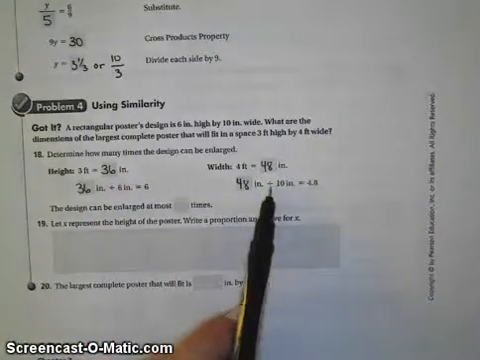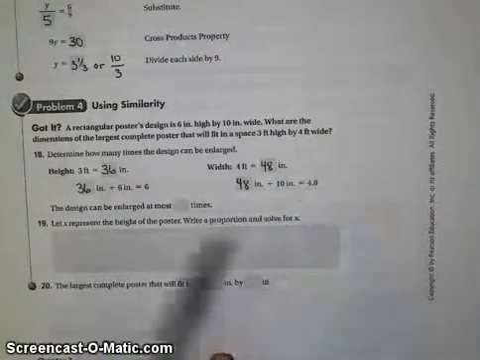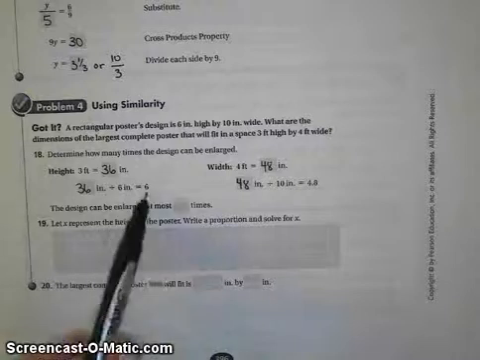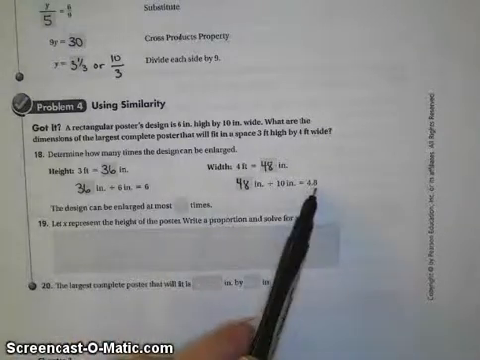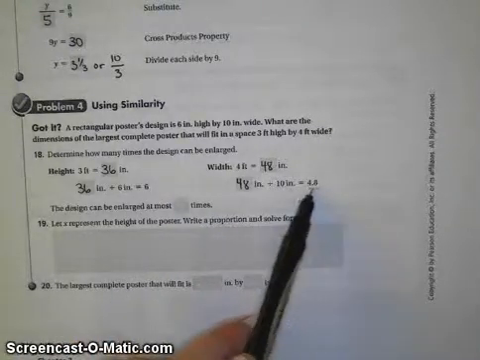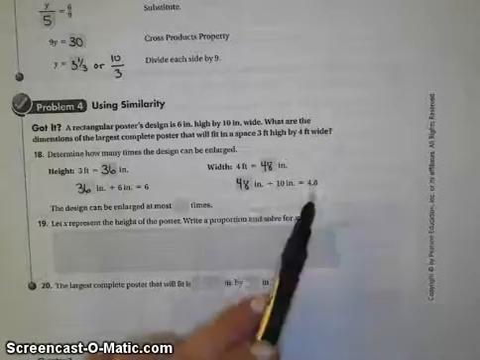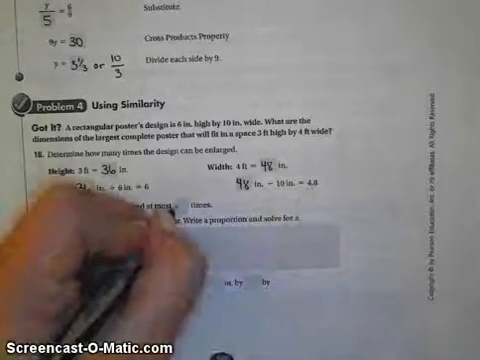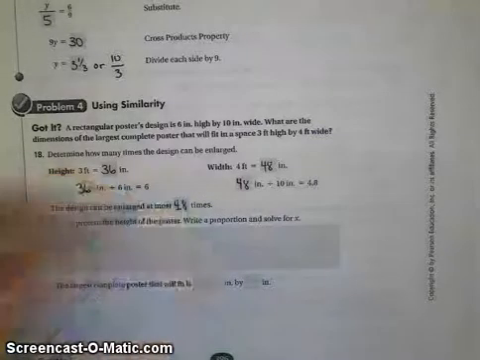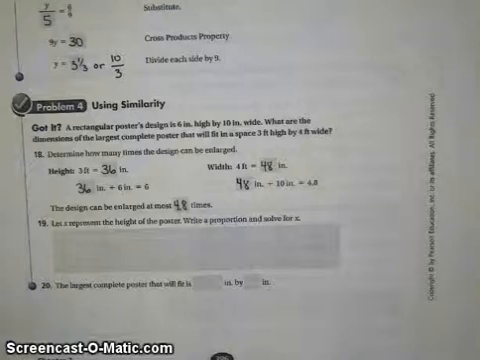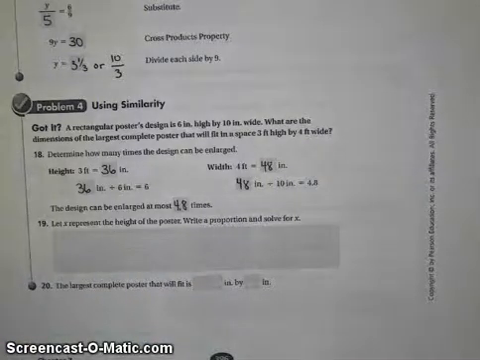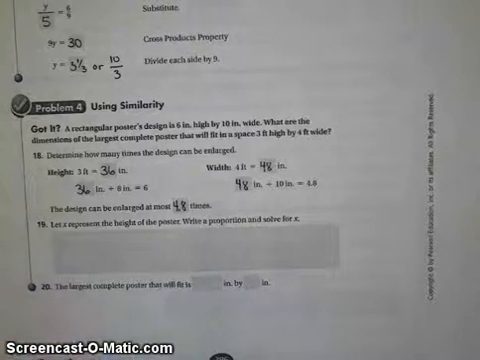So 48 divided by 10 is 4.8. So you can't enlarge it more than what would be the smallest possible scale factor. So you can enlarge it at most 4.8 times. So if x is our new height of the poster, we'll write a proportion and we'll solve for x.